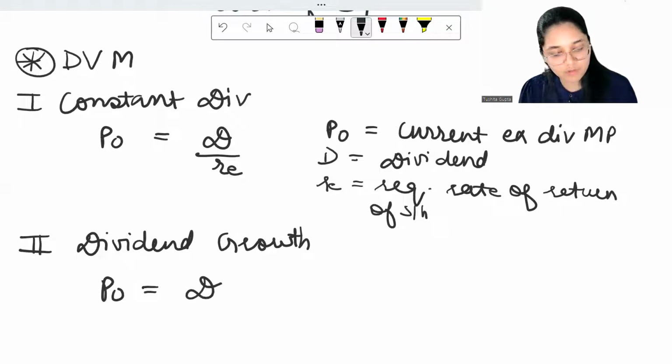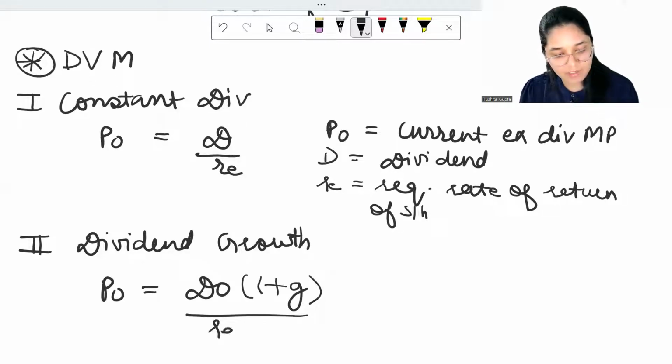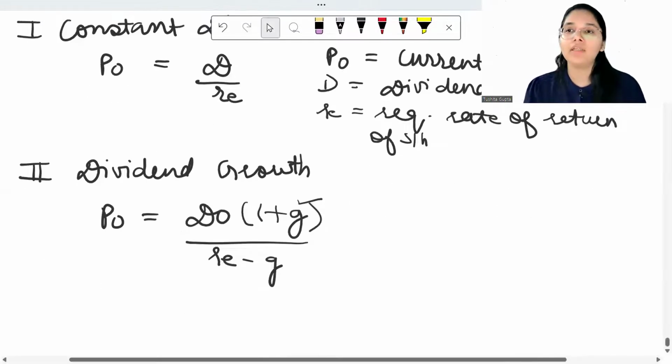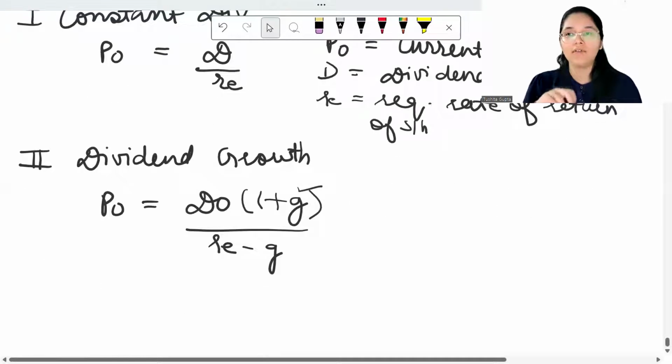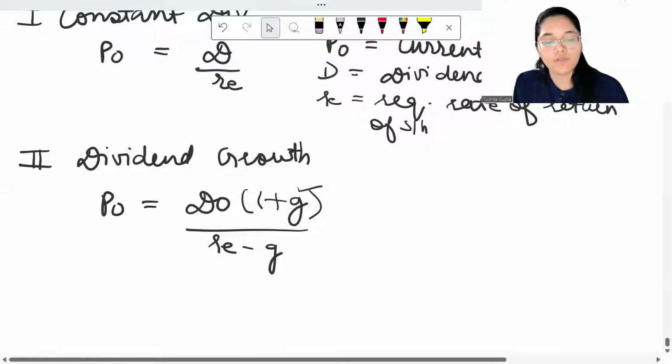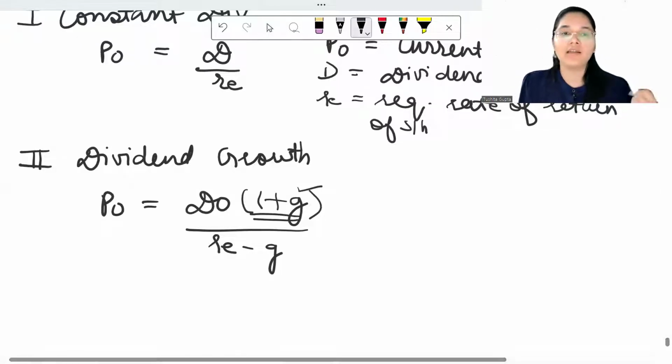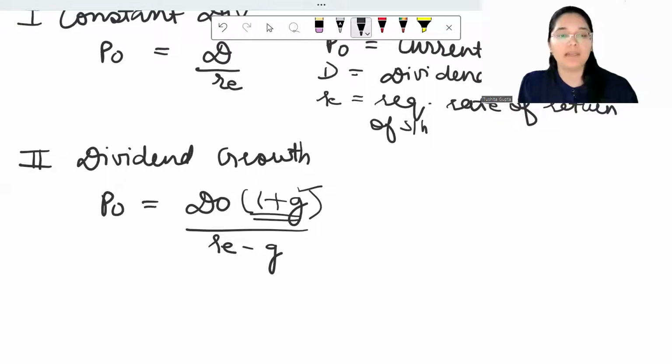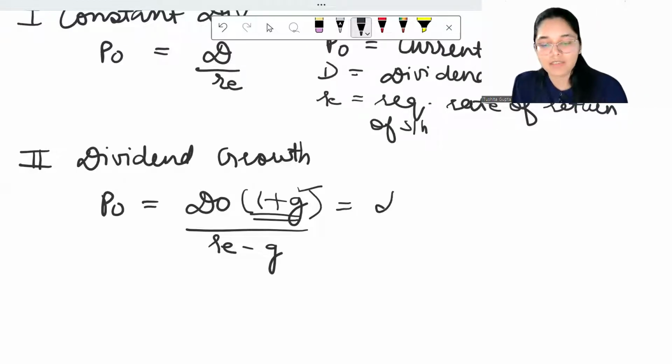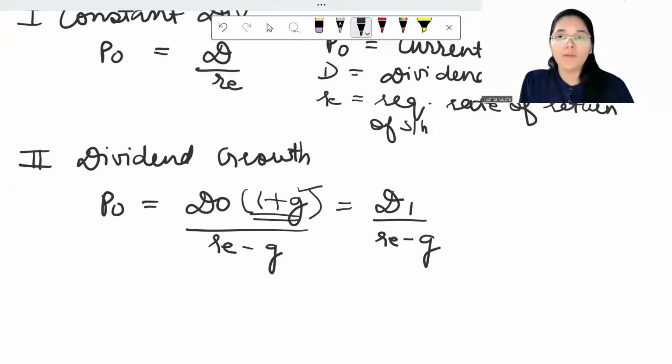P0 is going to be equal to D0 into 1 plus G divided by RE minus G. G over here stands for your growth rate. Now D0 is your dividend today, dividend in the current year. Now if you add to it the growth, basically you're converting it to the dividend which will be paid in the next year. So you can also rewrite this formula as D1 divided by RE minus G. So this is the formula that you can use to find out the price or the cost of capital if you have a dividend growth scenario.